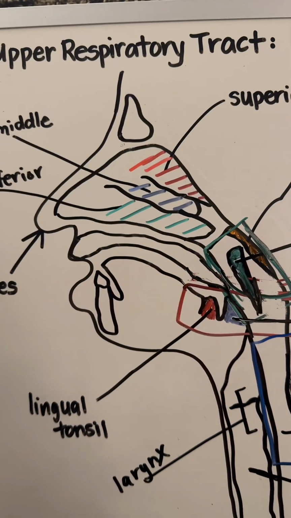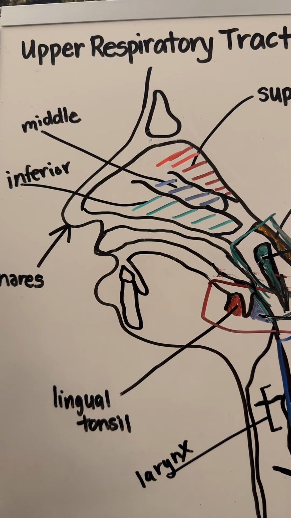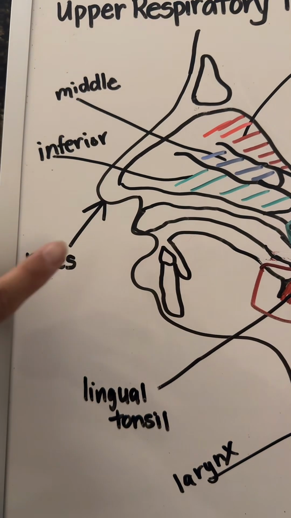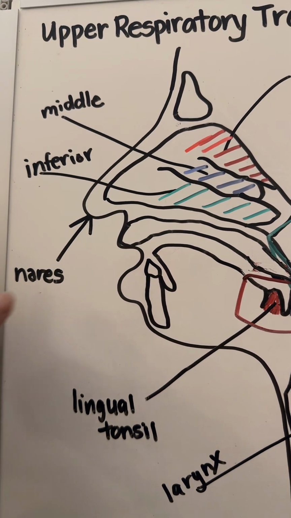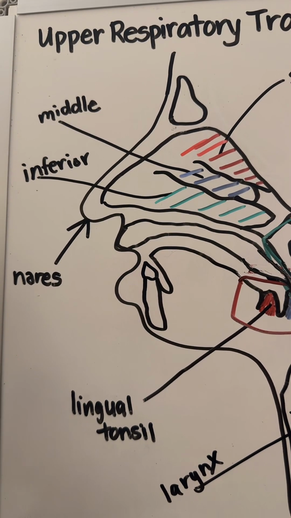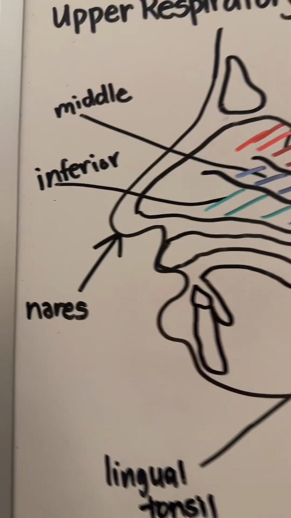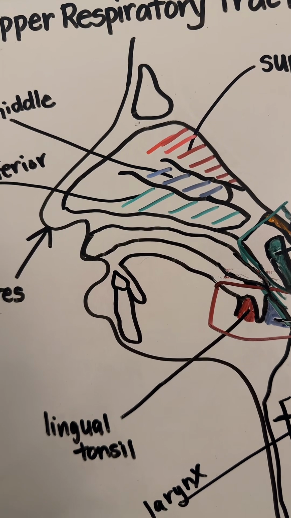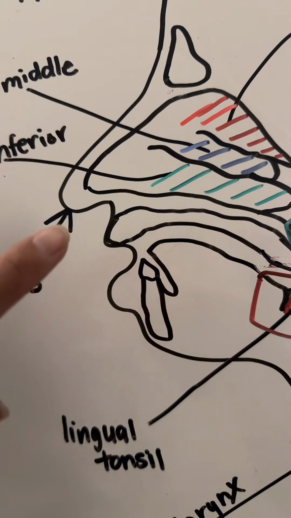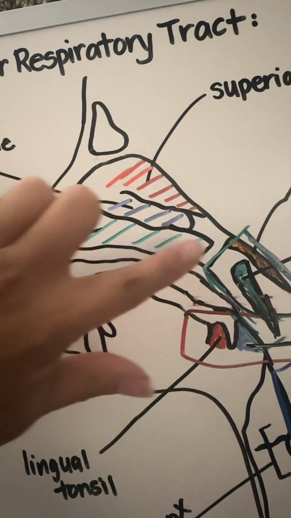Okay, starting with the upper respiratory tract, we have the nares, which are also called the nostrils, and they're the openings into the nose. The internal chambers of the nose are called the nasal cavity. So this area here.